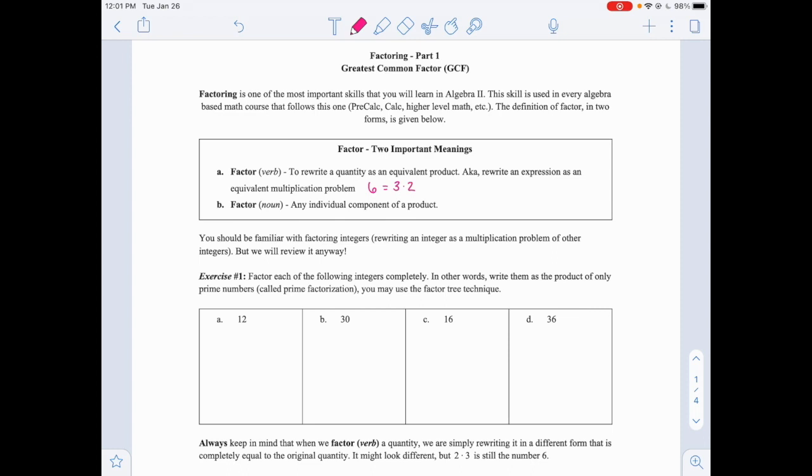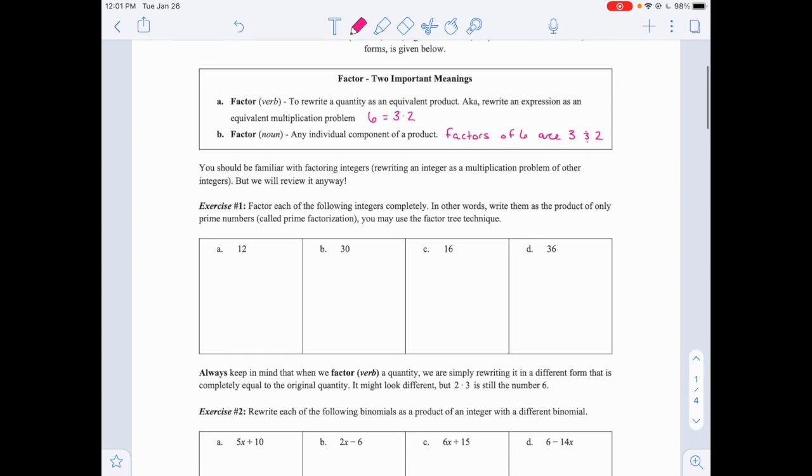And then factor, the noun, is any individual component of the product. For example, the factors of 6 are 3 and 2, right? Because they're the individual components of the product. So just keep that in mind. That's a simple way to think about it.